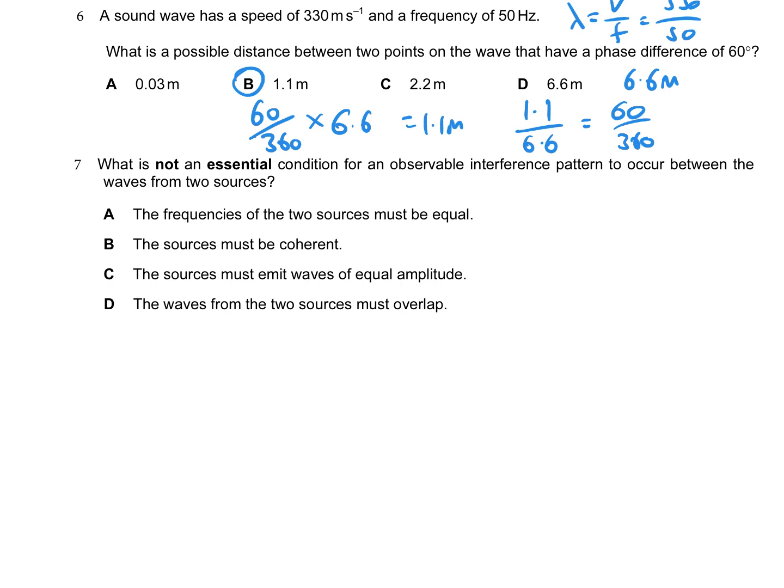Now, the things that are essential, you definitely need the same frequency, and for it to be coherent, they mean the same thing. Coherent means the same frequency. If you don't, you don't have an observable interference pattern. They do interfere, but it constantly shifts. You can't see it.